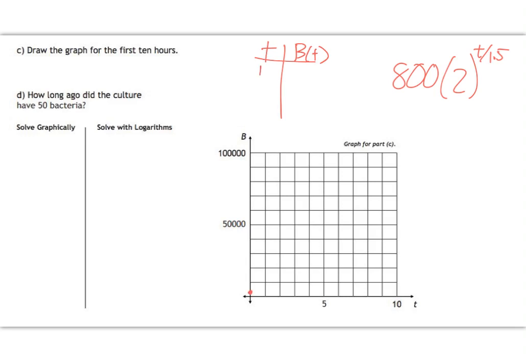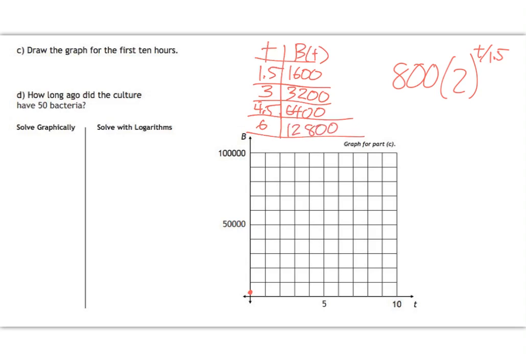Okay, so 1.5 is a nice number because that gives us just 1. We'd have 1,600. 3 hours: 3 divided by 1.5 is 2, and then 2 squared is 4. 800 times 4 is going to be 3,200. Hey, that's interesting. So if I go to 1.5 again, so that's 4.5, 6,400. 6 hours would be 12,800.